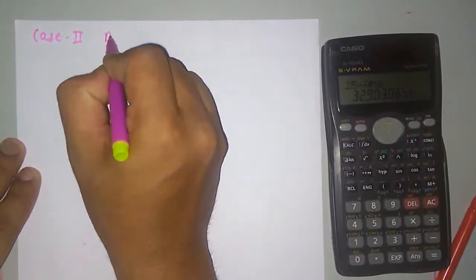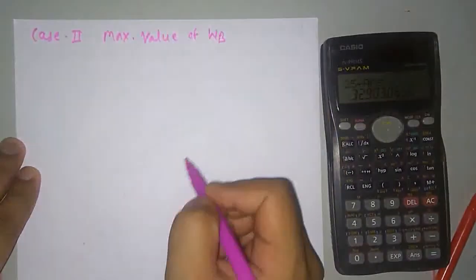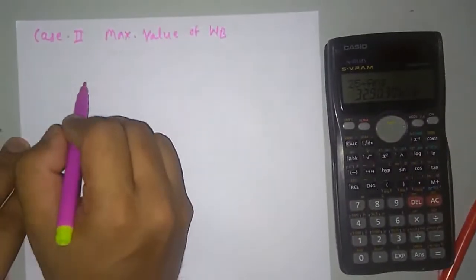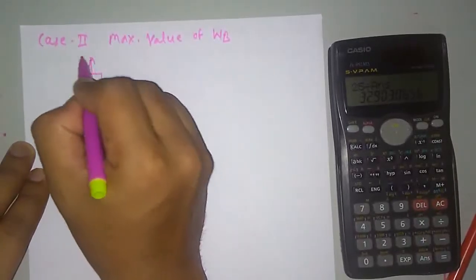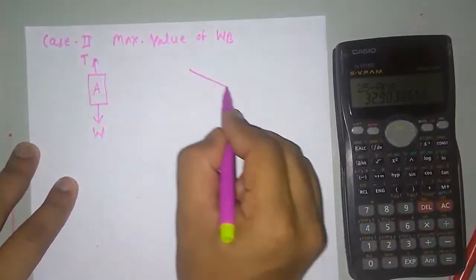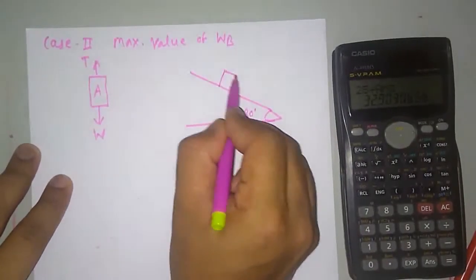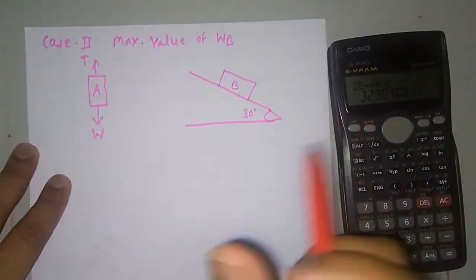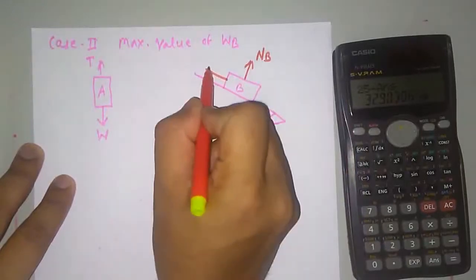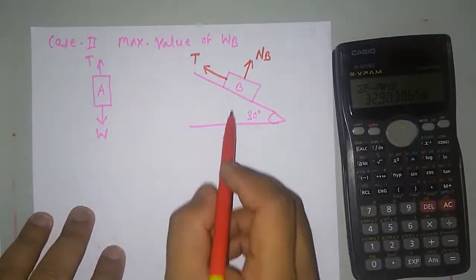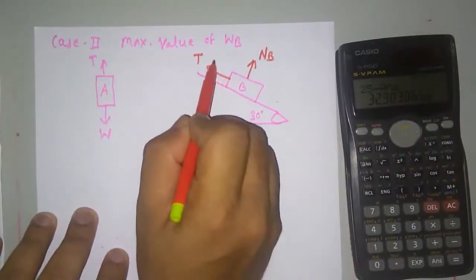Now the second case, for the maximum value of WB, the weight of block B. We will draw the block diagram. This is block A, weight going vertically downward, and this is tension T. This is the inclined plane, inclined at 30 degrees. This is block B, resting on this incline, so perpendicular to this is NB. This is tension T. Now if the weight of the block is maximum, what will happen? It will try to move in this direction. If the weight of the block is minimum, it will try to move in this direction.